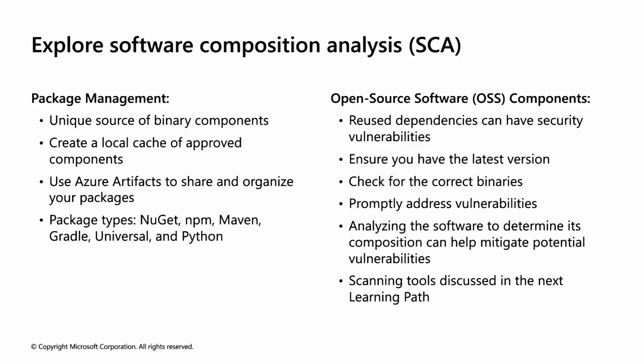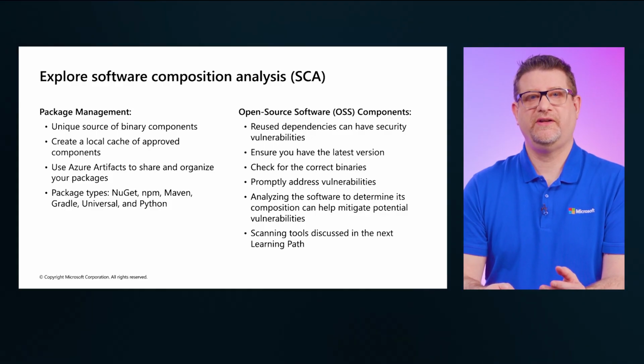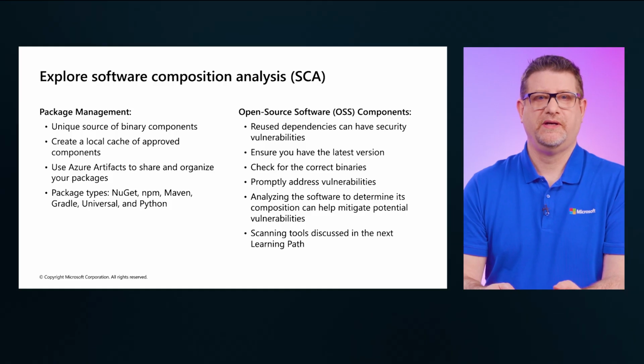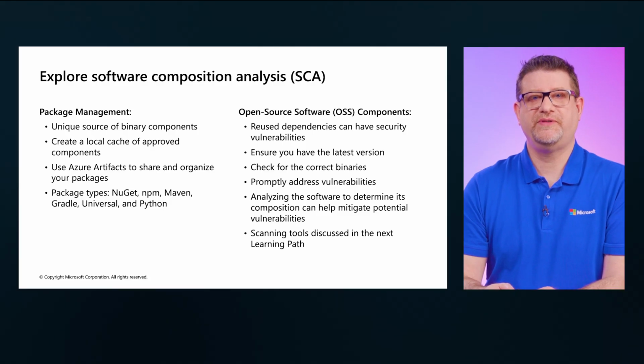Open source software components are widely reused in development, but they can introduce security vulnerabilities if not properly managed. SCA tools analyze the software to determine its composition, check for the latest versions, and verify the integrity of the binaries. Promptly addressing vulnerabilities is essential for protecting our applications and data. By integrating SCA into our workflow, we can proactively mitigate risks, ensure compliance, and build more reliable solutions. Scanning tools further enhance our ability to detect and resolve potential issues before they impact our organization.